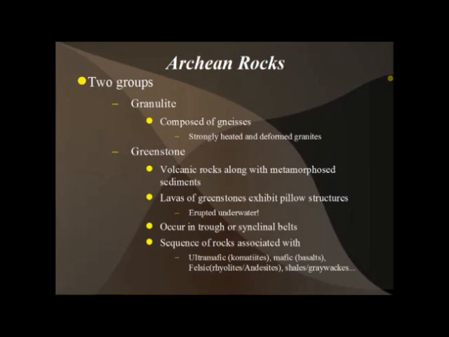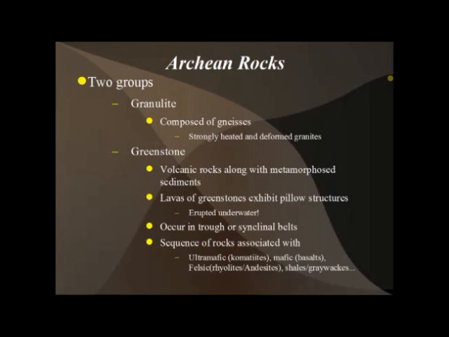Those Archean rocks are generally classified into two groups, one being the granulites and the other being the greenstones. The granulites are largely composed of gneisses, which are formed from strongly heated and deformed granites. Could be pelitic as well, shales, if you will. The second group, the greenstones, are formed by volcanic rocks, along with metamorphosed sediments. They also contain pillowed lavas, which suggest that they were erupted underwater.